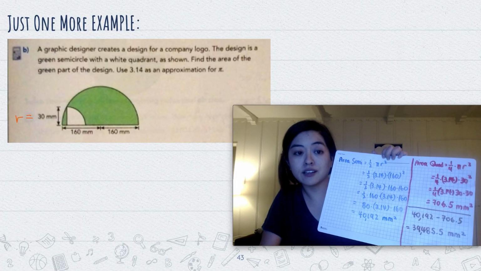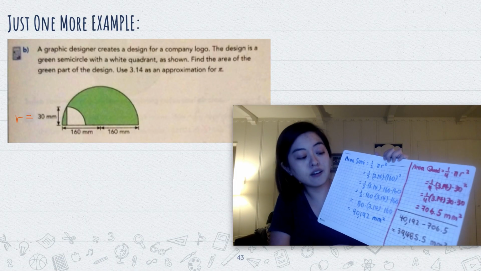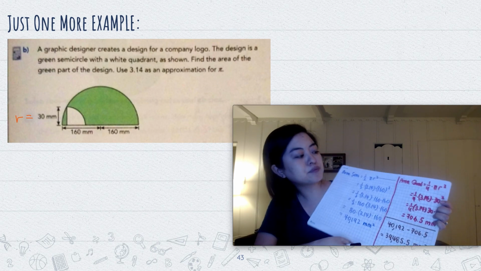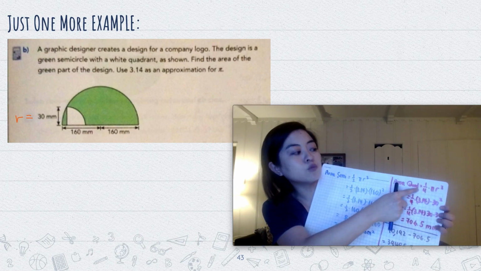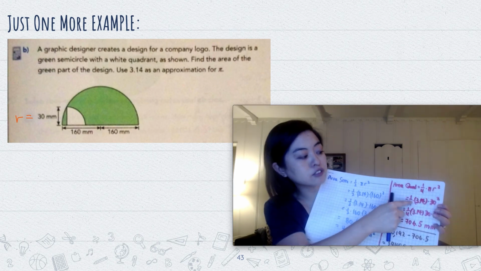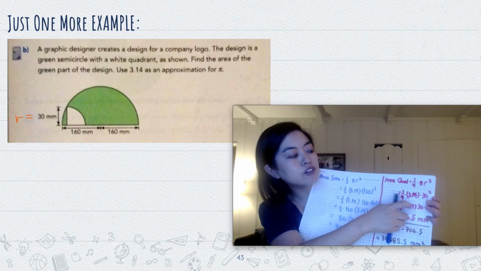Now, let's find the area of the quadrant, okay, of that white part. So the area of the quadrant is 1/4 times the area of the circle, which is 1/4 times 3.14.